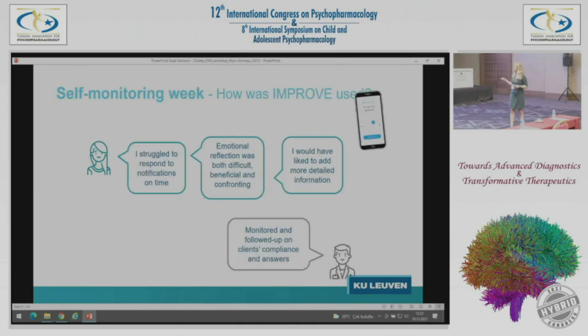So then we had the self-monitoring week. And so these are some of the comments we got. I struggled to respond to notifications on time. This is an interesting comment because we give the beep and then people are expected to respond within 10 minutes. If they don't respond within 10 minutes, it disappears. They cannot respond anymore. And so it is a bit of a question, of course.